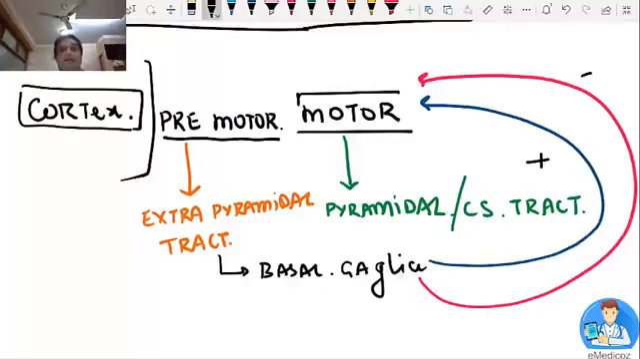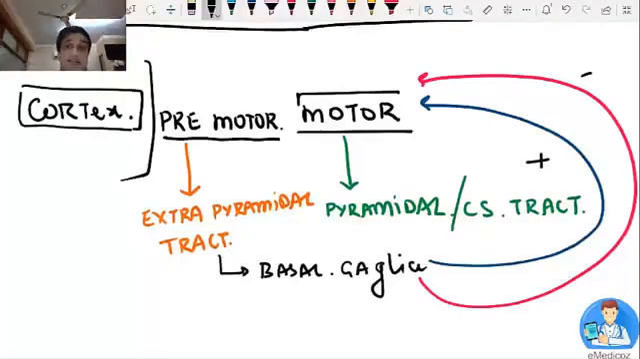So look at a circuit-like thing. The cortex is not only a motor cortex, it's also a premotor cortex. This premotor area generates an extrapyramidal tract which comes down to the secretary of the cortex known as basal ganglia, which regulates the cortex by stimulation or inhibition. Correct? That's the very basic, no hi-fi drama into this.